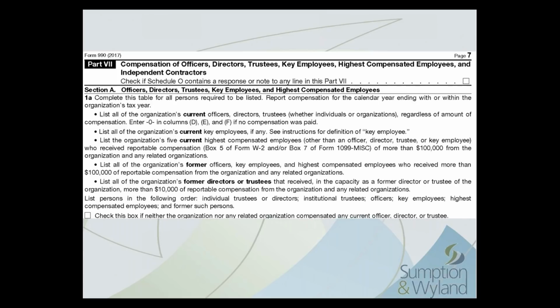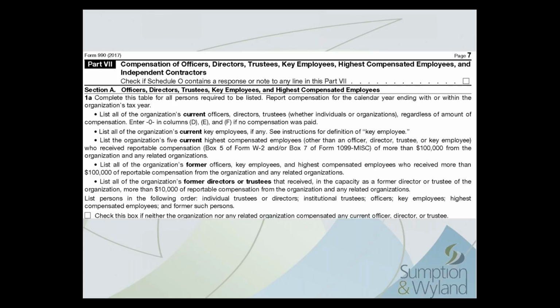I'm convinced a lot of organizations fill out this section of the form without ever reading the instructions because it tells you a few things that are very important. In what order you're supposed to list your officers, directors, trustees, etc. It also identifies that the top management official and the top finance official are counted as officers, and their compensation, regardless of amount, should always be included in this section of the 990.